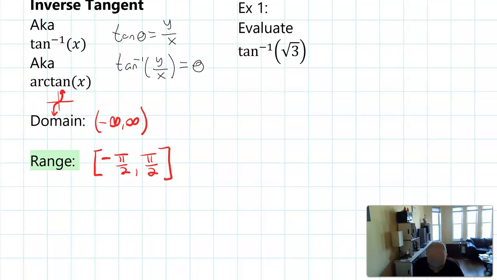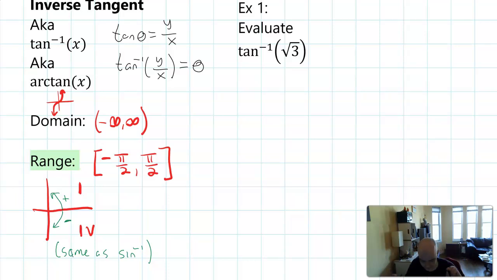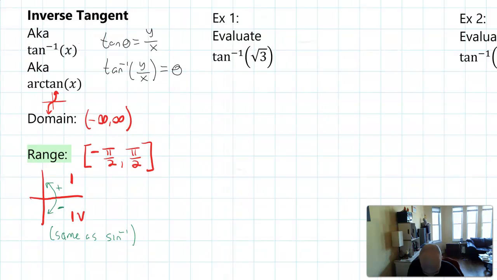That is quadrants 1 and 4. And if you're in quadrant 1, you're going to give a positive answer. And if you're in quadrant 4, you're going to give a negative answer. That's how it is for inverse tangent. It's the same as inverse sine in terms of range restriction, not in terms of the whole function or how you solve things, just in terms of range restriction.